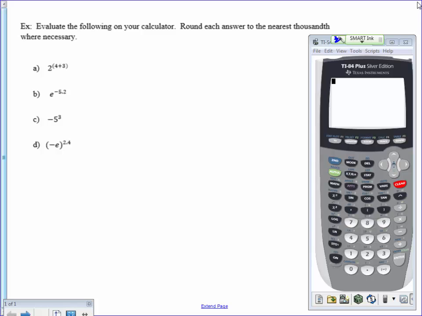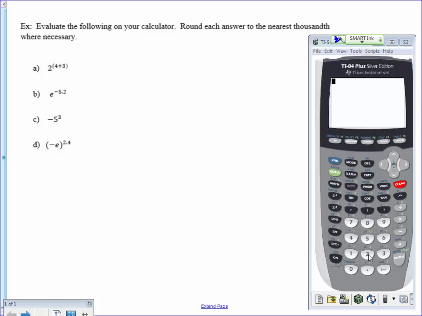In this example, we've been asked to evaluate a couple of exponential functions at particular values in the exponents. So the first one is we have 2 raised to the power of 4 plus 3. Depending on the model of your calculator, you may or may not need to put parentheses around your exponents. To show each person though, I'm going to go ahead and use parentheses around the exponents. It's not going to hurt. For some of you it will be necessary, for some of you it will not.